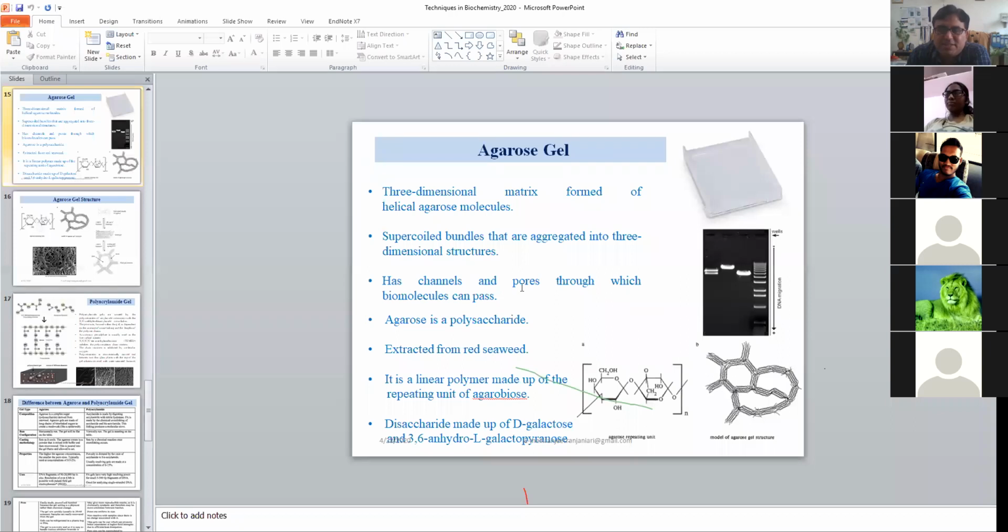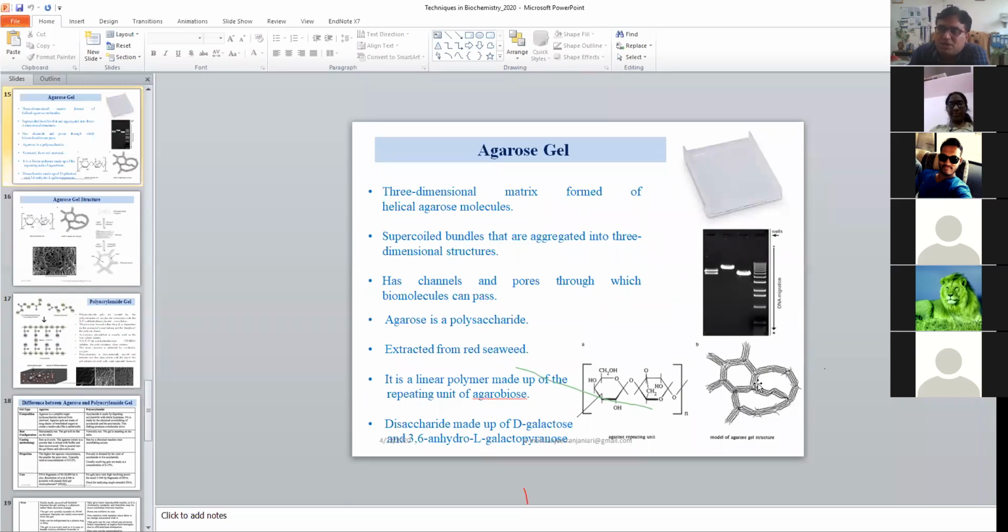It has channels and pores through which biomolecules can pass. It is basically a polysaccharide extracted from red seaweed. Agar-agar is extracted from seaweed, such as Gelidium and Gracilaria. It is a linear polymer made up of the repeating unit of agarobiose, which is a disaccharide made up of D-galactose and 3,6-anhydro-L-galactopyranose. These two are the structural subunits of agarose, and then it has a 3D structure.